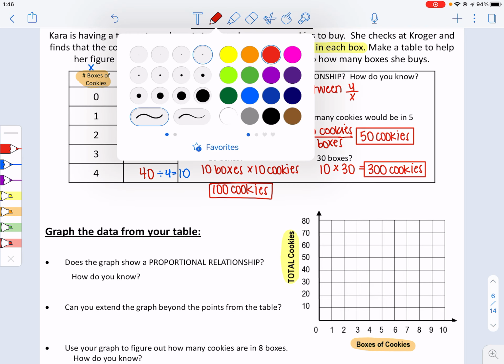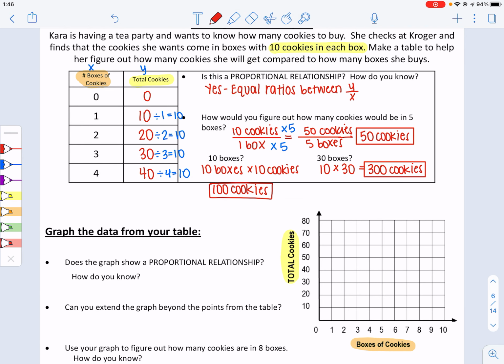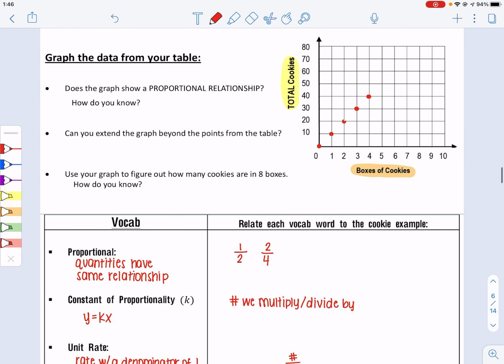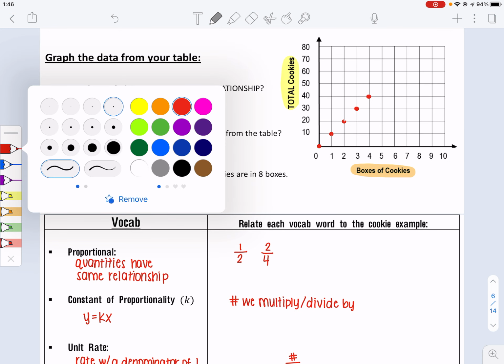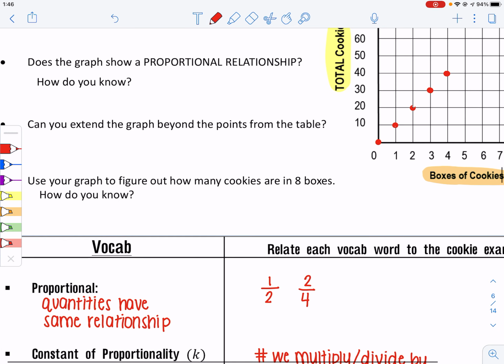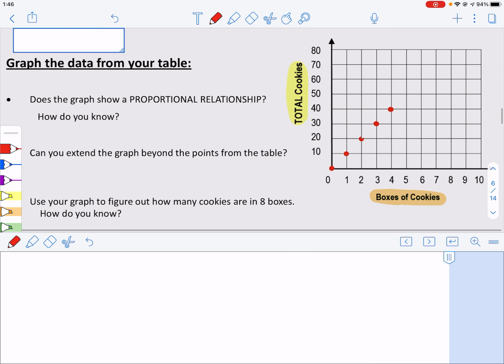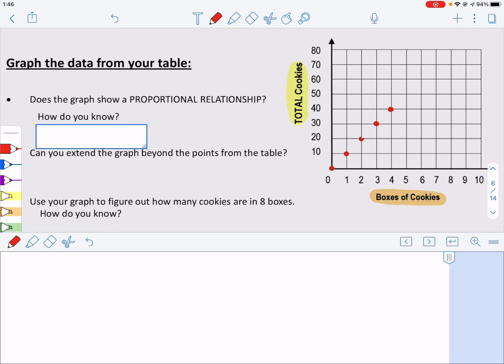Okay, so let's graph these ordered pairs. When we graph them, 0, 0 is here. 1, 10, 2, 20, 3, 30, and 4, 40. So there's my graph. And since we already learned in the table that it's proportional, then it means the graph is also going to be proportional. We'll take a look at what we notice about this graph. So yes, it is proportional.